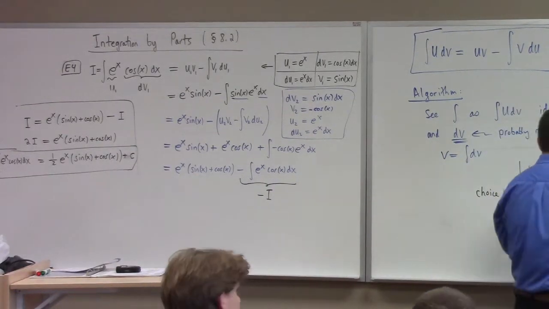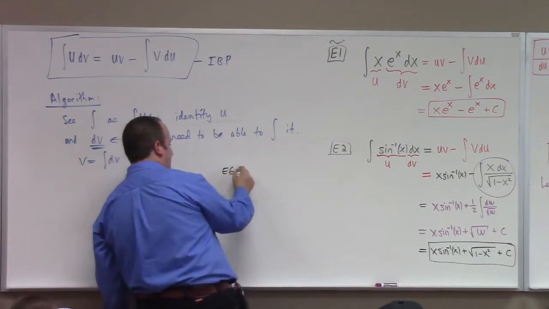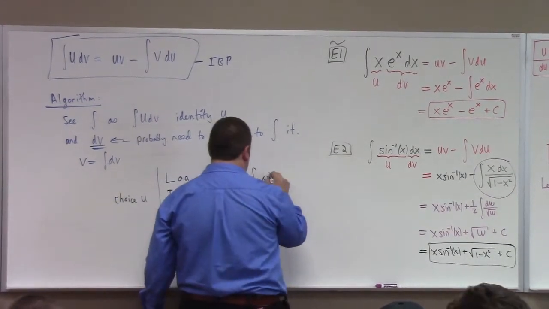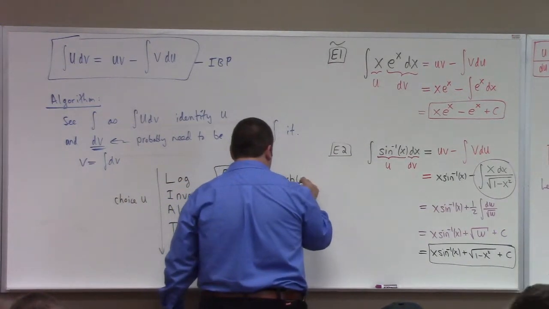So what if we were to integrate example 6? Here's one for you guys. We did e to the x cosine. How about the integral of e to the x cosh of x dx?